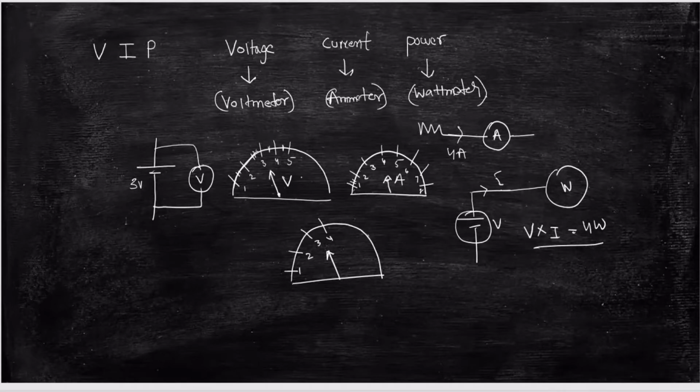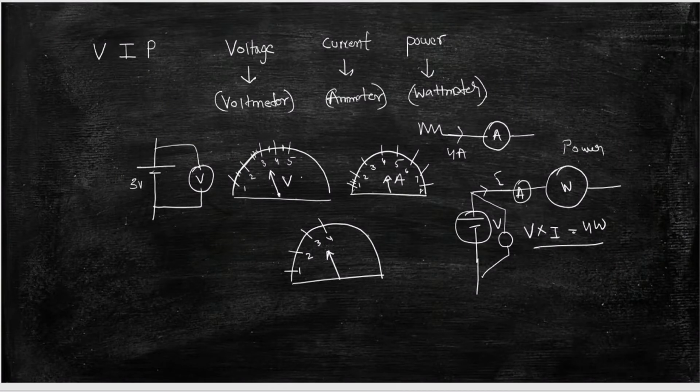So when a voltmeter is connected, we are going to measure the voltage of the source. If you connect the ammeter, then you are going to measure the current, and if you connect the wattmeter, then you are going to measure the power in a single phase, because voltage and current are present. So how many parameters are input to this voltmeter? One parameter, that is voltage. Voltage is input to the voltmeter.